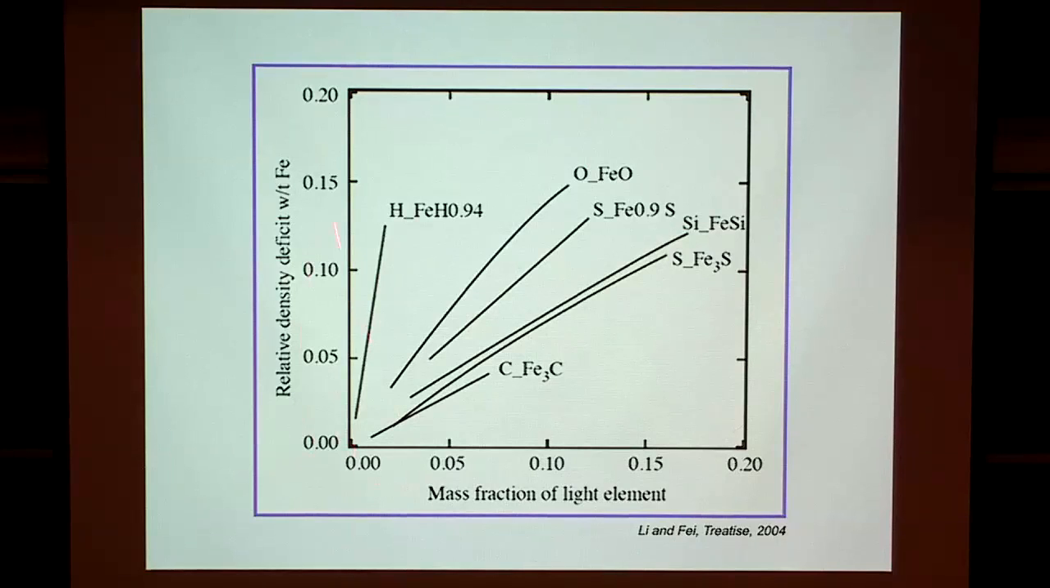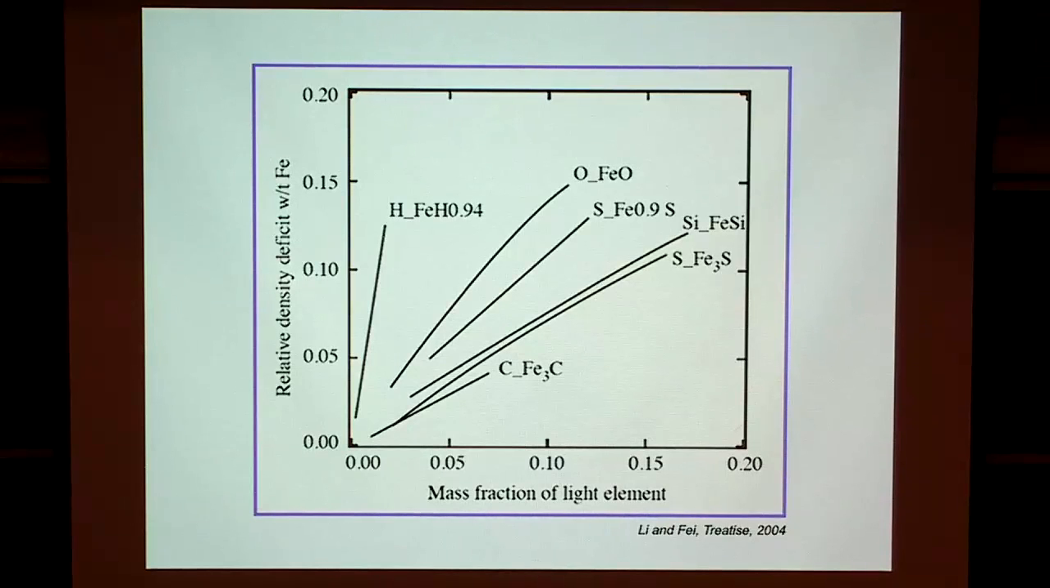And what you see is you can do one of these. This is from the Treatise in 2004. I'm sure this has changed since then, but I liked this plot. If you look at the relative density deficit with respect to iron as a function of the mass fraction of the light element, you see that you can get this 10 weight % in with lots of different light elements.